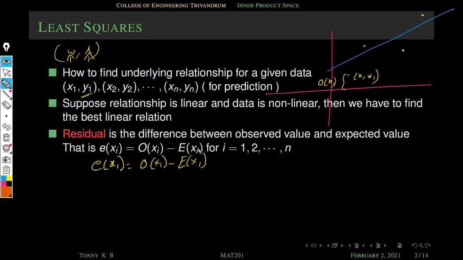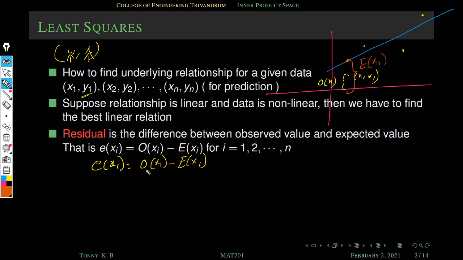E of x1 is the value from the relation. Here we assume that this blue straight line is the underlying relation. So what about the value from the underlying relation? That is this value, this height. So this height gives the e of x1.